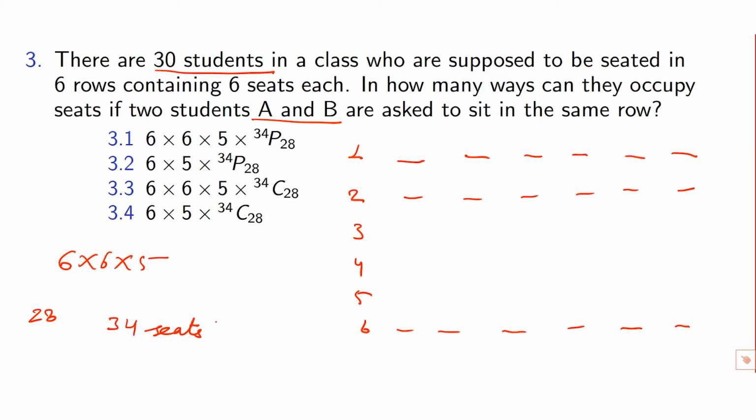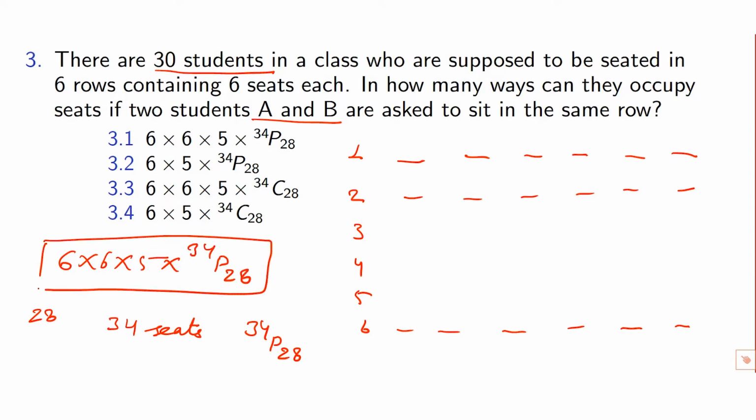So the number of ways in which 28 students can occupy out of 34 seats will be equal to 34P28, because it is an ordered arrangement. So the total number of ways that they can occupy their seats is equal to 6 into 6 into 5 into 34P28. This is your answer. So the right answer is A, 6 into 6 into 5 into 34P28.